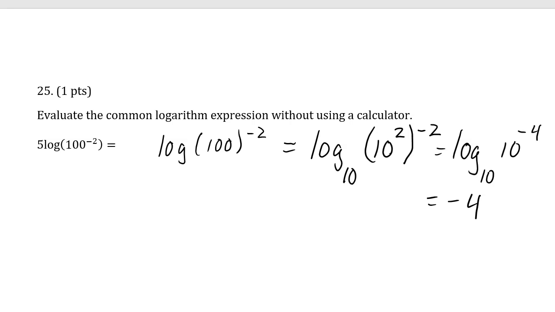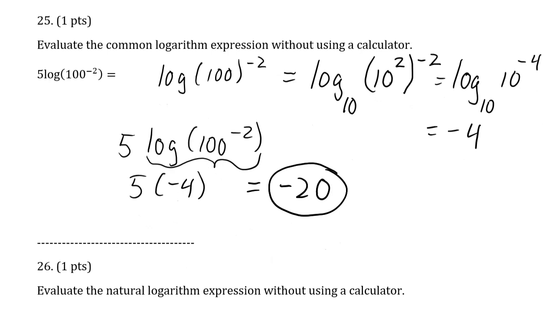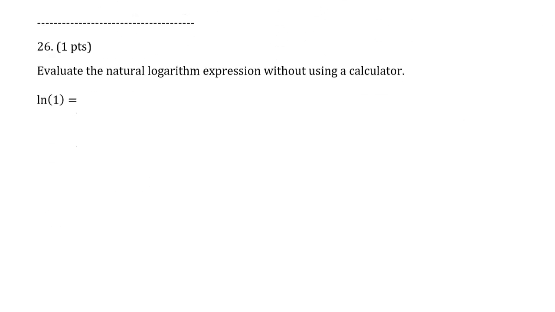This part becomes a negative 4, so I can replace the log of 100 to the negative 2 with the value of negative 4. That gives me 5 times negative 4, which gives me an answer of negative 20 for my final answer. Let's take a look at our next problem.